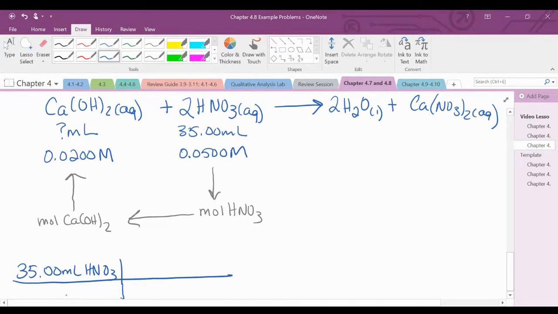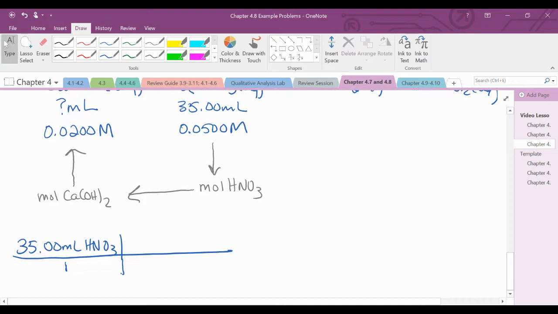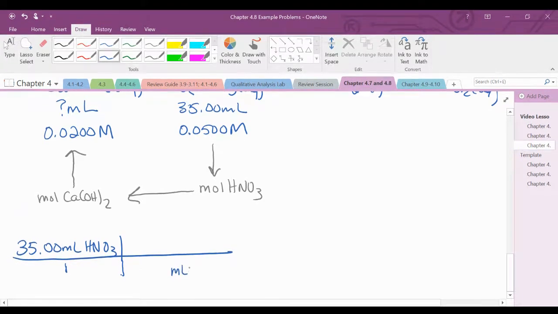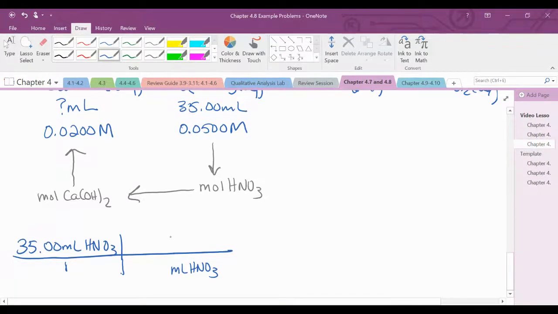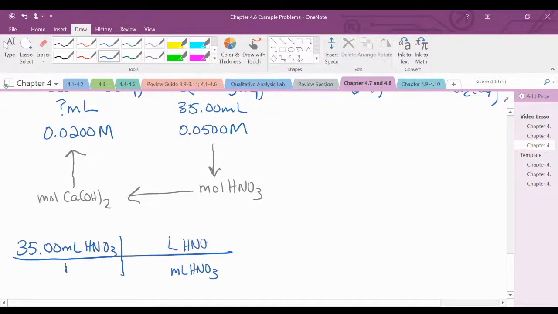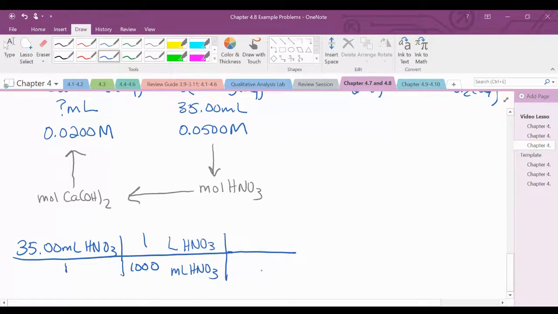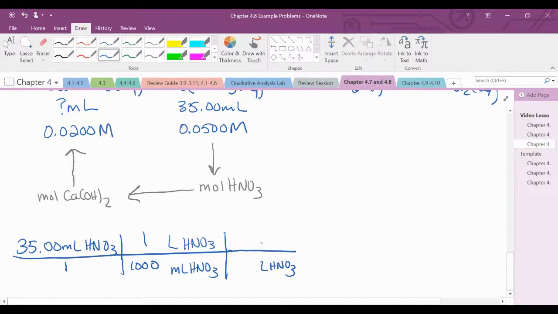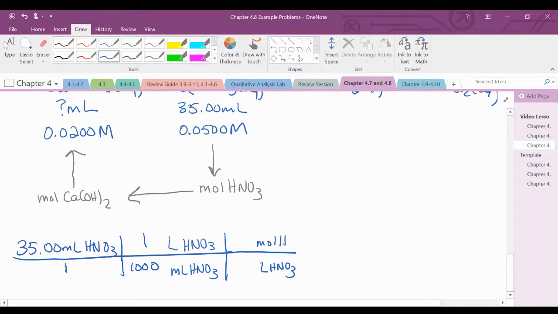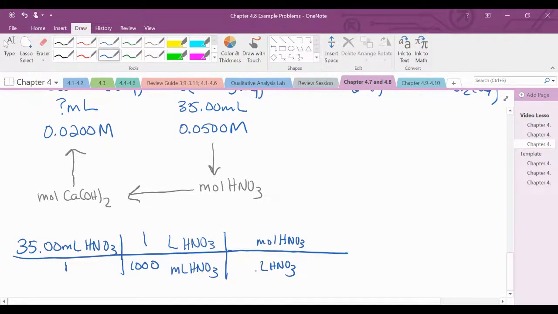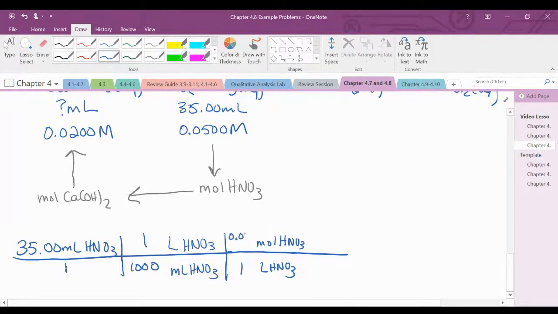I'm just going to put a placeholder here. I'm going to convert from milliliters of nitric acid to liters of nitric acid so I can work with the molarity. 1 liter is 1,000 milliliters. Then I'm going to use the molarity that was given, convert from liters of nitric acid to moles of nitric acid. 1 liter, 0.0500 moles.